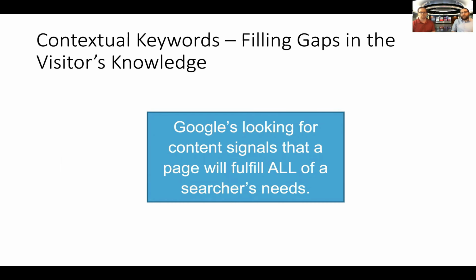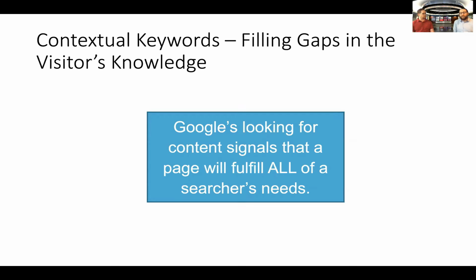Now that we've covered everything when it comes to grouping keywords, putting them into groups, looking at their search volume, their difficulty, and prioritizing them, there's one last piece that we need to add, the last piece of the pie, or that last ingredient. And this is going to be contextual keywords. Contextual keywords are those additional keywords or topics that are going to fill the gaps in the visitor's knowledge. Because Google is looking for content signals that a page will fulfill all of the searcher's needs.